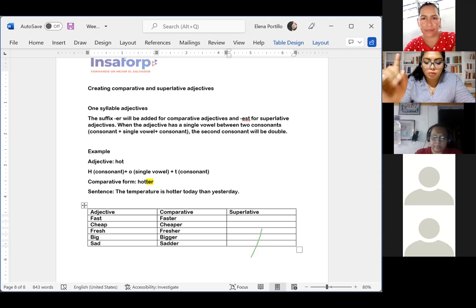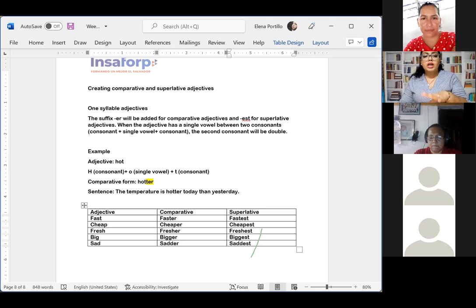Then in the superlative, we are going to add EST. So in this case, fastest. Then cheapest. Then freshest, biggest. So in this case, we're going to double the consonant: biggest and saddest. So in this case, we have our adjectives in comparative and superlative.